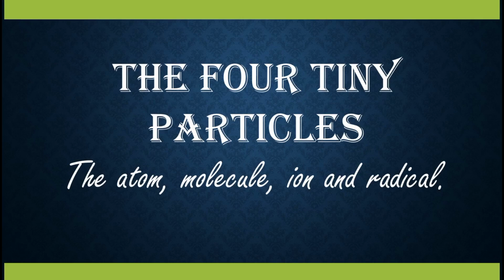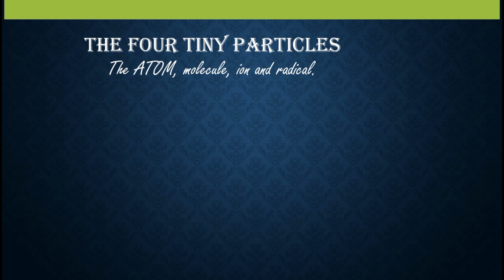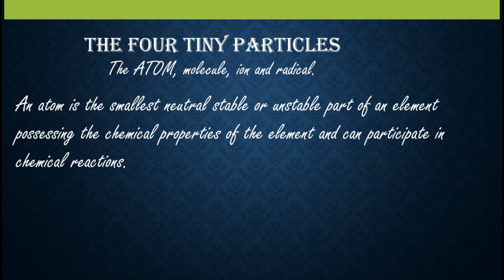Sometimes students do have this problem in distinguishing among atoms, molecules, ions, and radicals. So let's start with the definition of an atom. An atom is said to be the smallest neutral, stable, or unstable part of an element, possessing the chemical properties of the element and can still participate in chemical reactions.